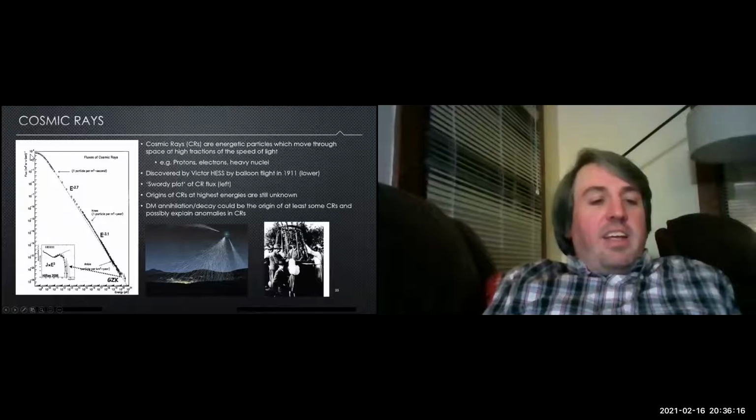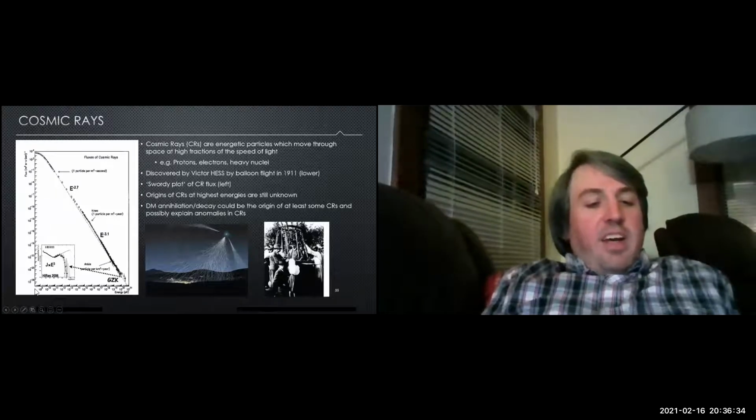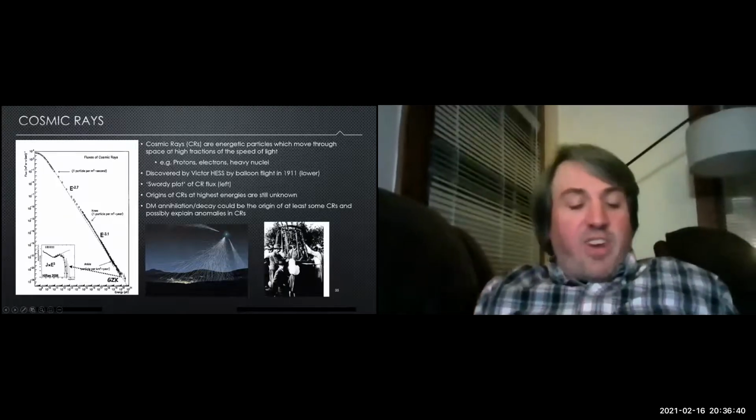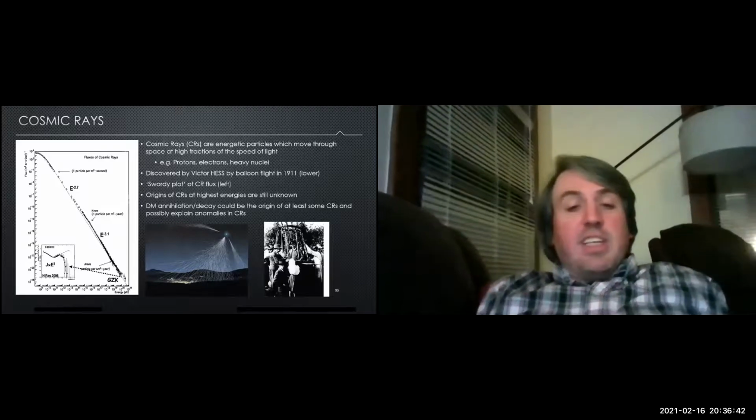So the y-axis here is the flux, so the number essentially over unit time over a particular detection area of the cosmic rays, and then here's the energy, and you can see the energy goes from essentially really low to really high. So cosmic rays are essentially the most energetic particles known in the entire universe.